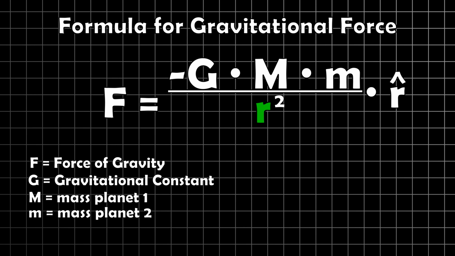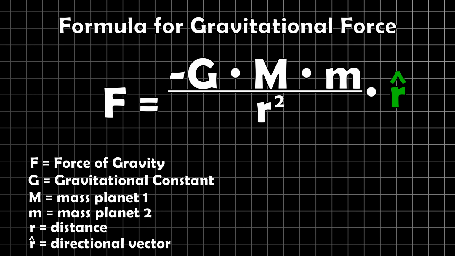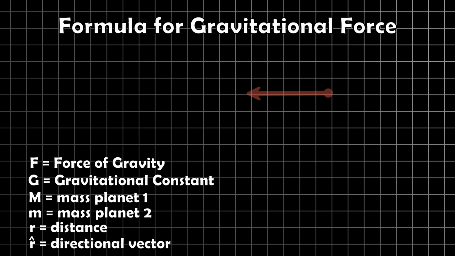The r is the distance between the planets. And this weird looking r is a three-dimensional vector that represents the direction that the object should be moving. So in our case it will be the direction of the other planet. And lastly, this minus just makes sure that the force we are calculating is how much a planet is attracted towards another planet. This equation gives us a vector with a direction and a force amount.